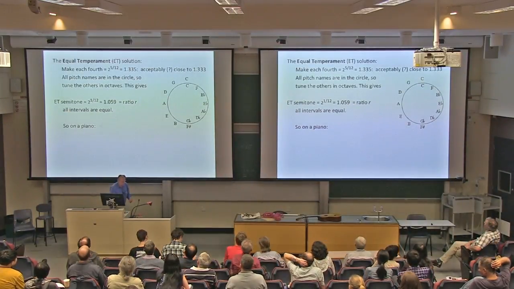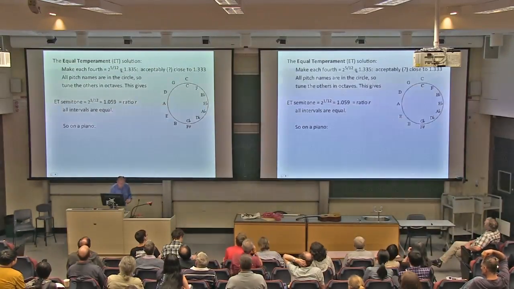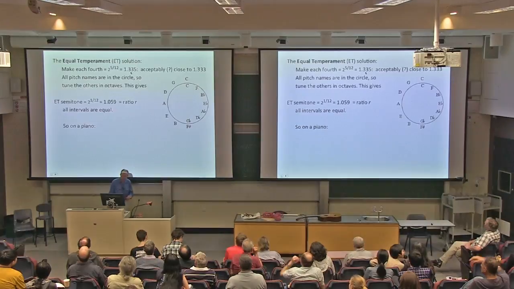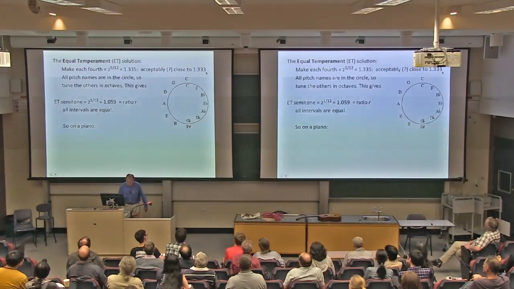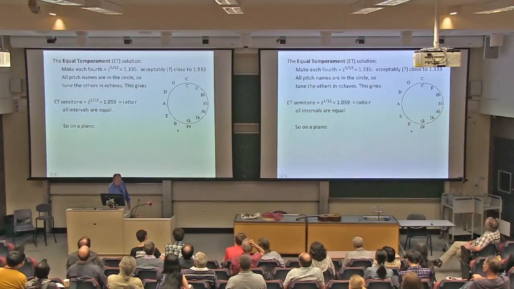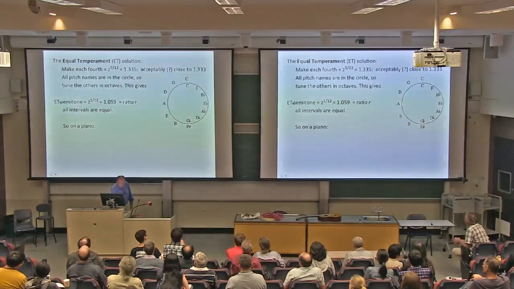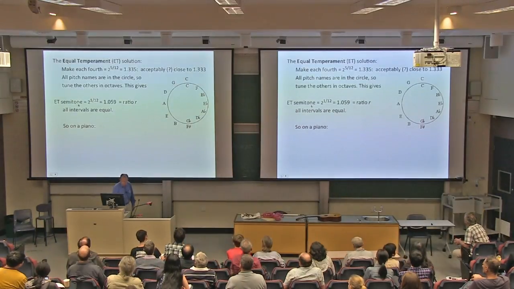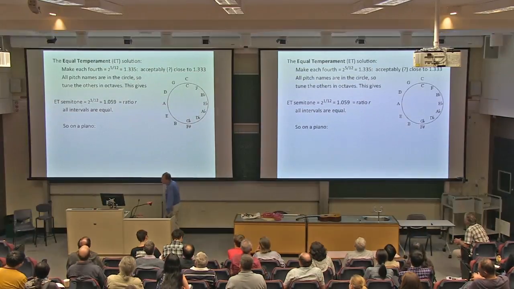But one way to do it is this. Suppose that you made each of the fourths equal to 2 to the 5/12ths power, that is 1.335. For most of us, that's acceptably close to 4 on 3, which is 1.333. And of course, if you do that, that tunes all of the note names. You can do the rest by octaves. And we could say that the equal tempered semitone has a ratio that is the 12th root of 2, or 5.9% increase.